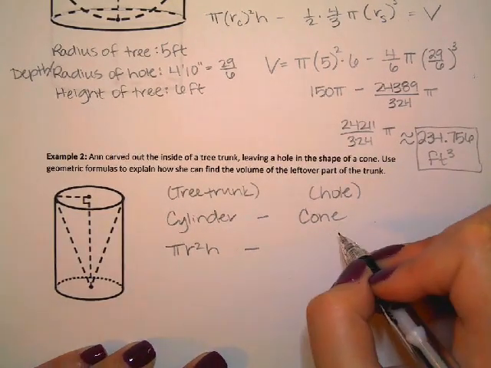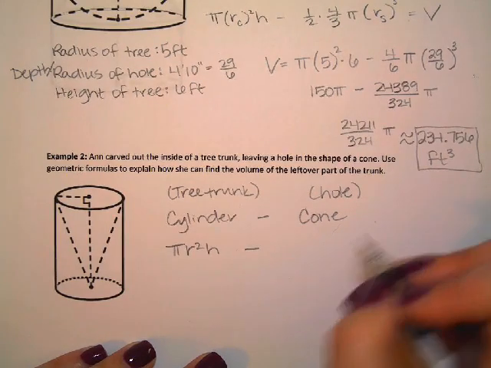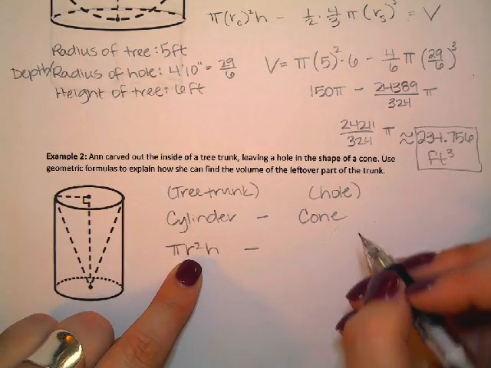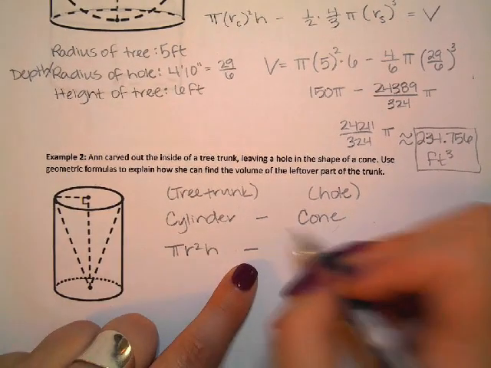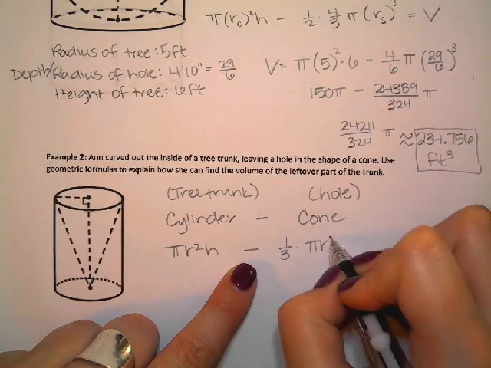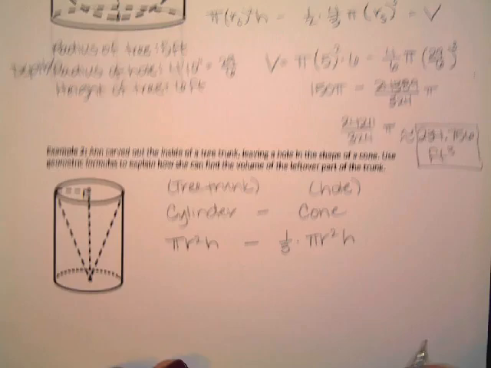And the formula for the volume of a cone, I think I keep saying area, so I'm sorry. I'm so used to doing areas. This was a volume. We're going to do another volume. So the volume of a cone would be 1/3 times the area of the base times the height. And so we would be subtracting these.